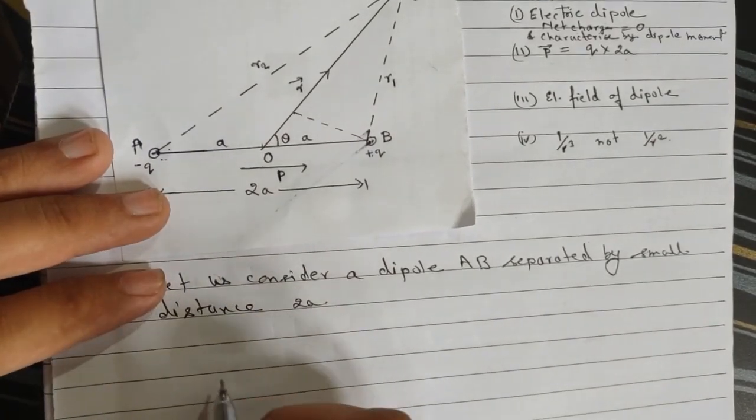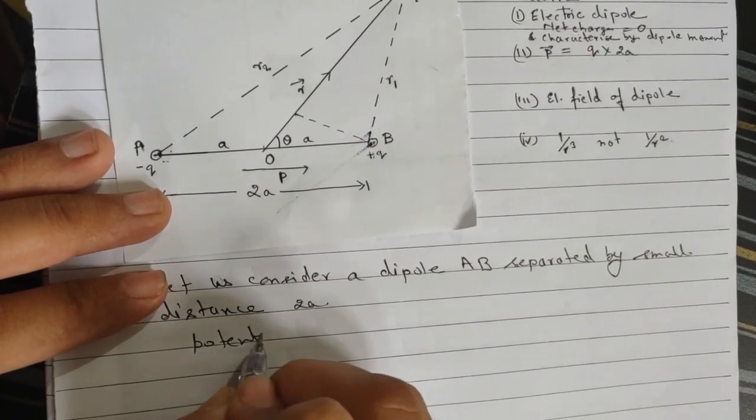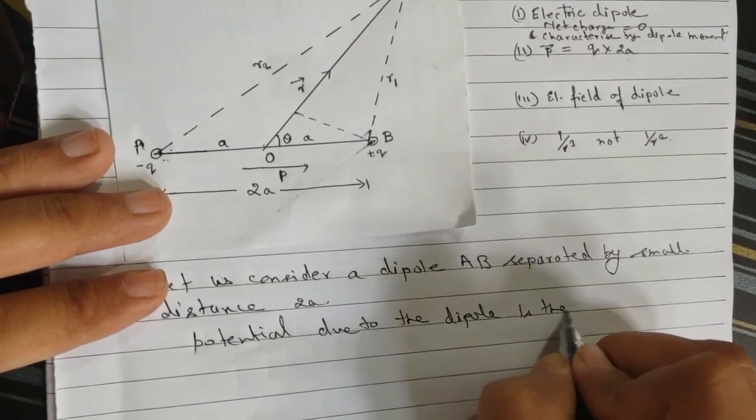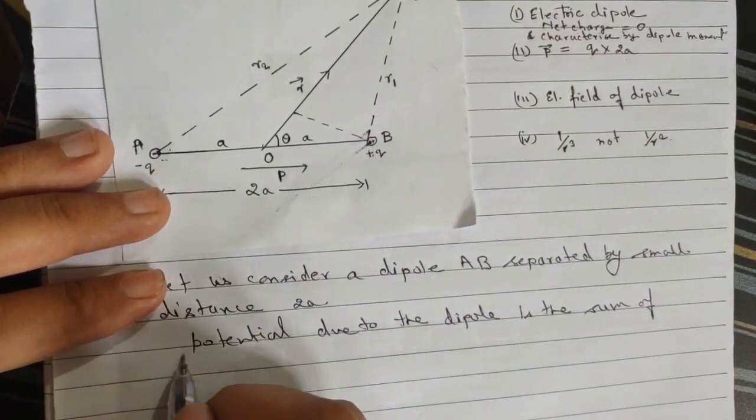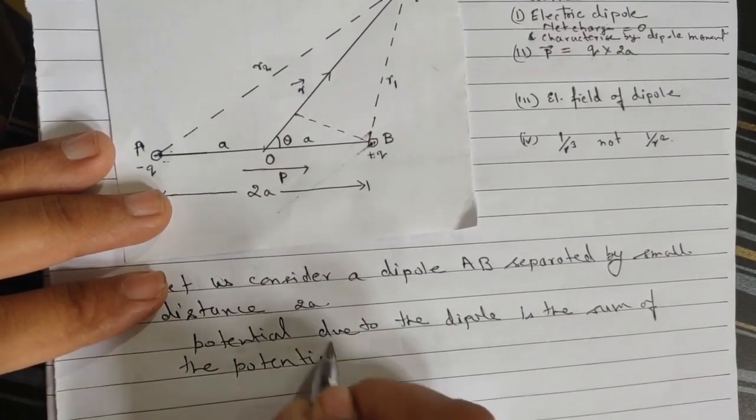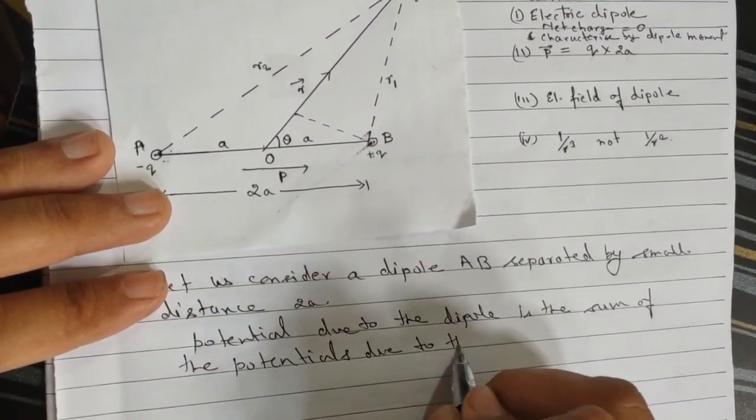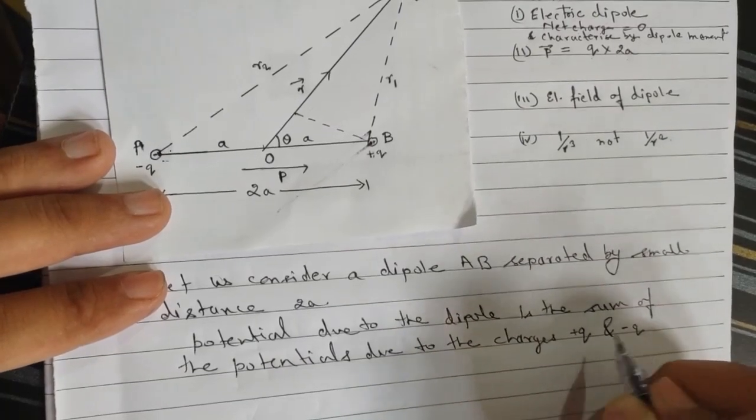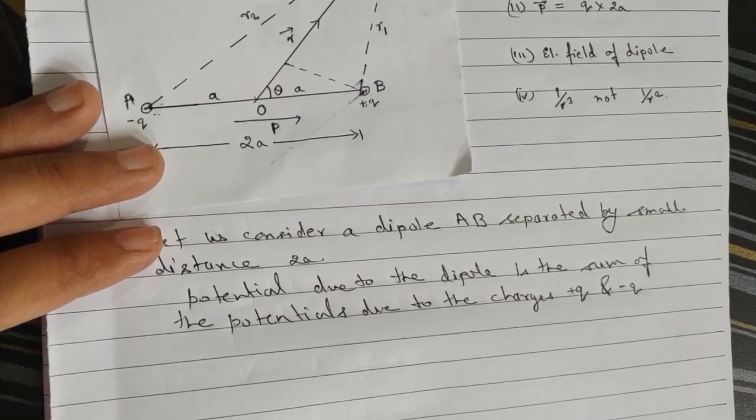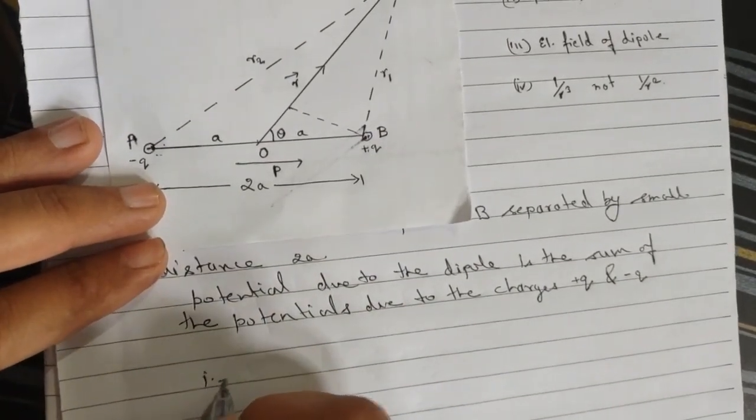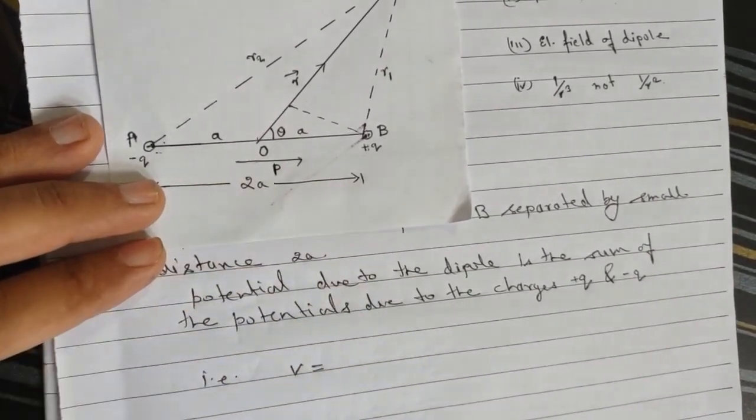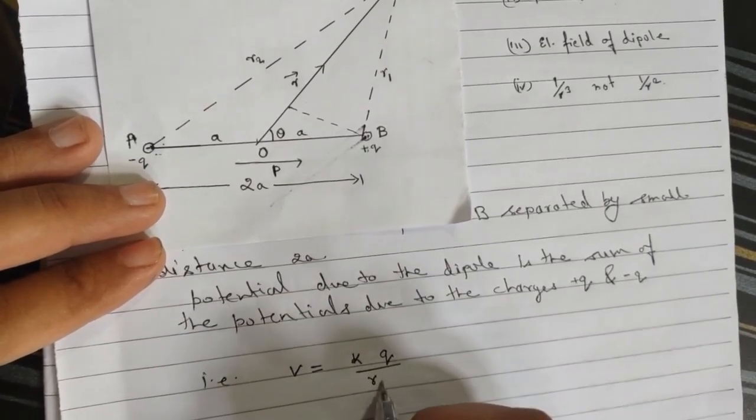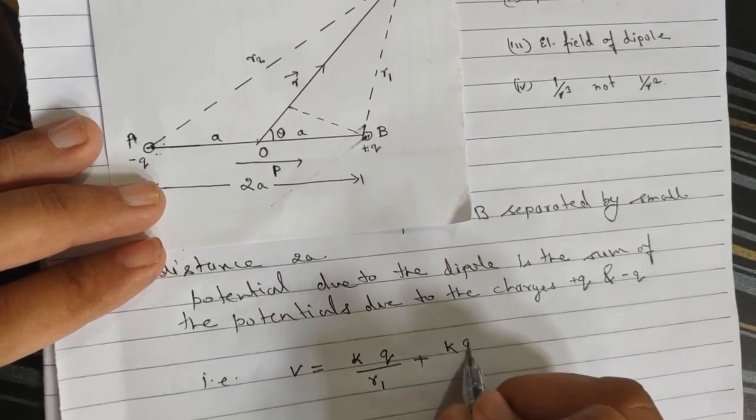So what we can say here is that the potential due to the dipole is the sum of the potentials due to the charges, plus q and minus q. So V is equal to k times q by r1, plus kq by r2.